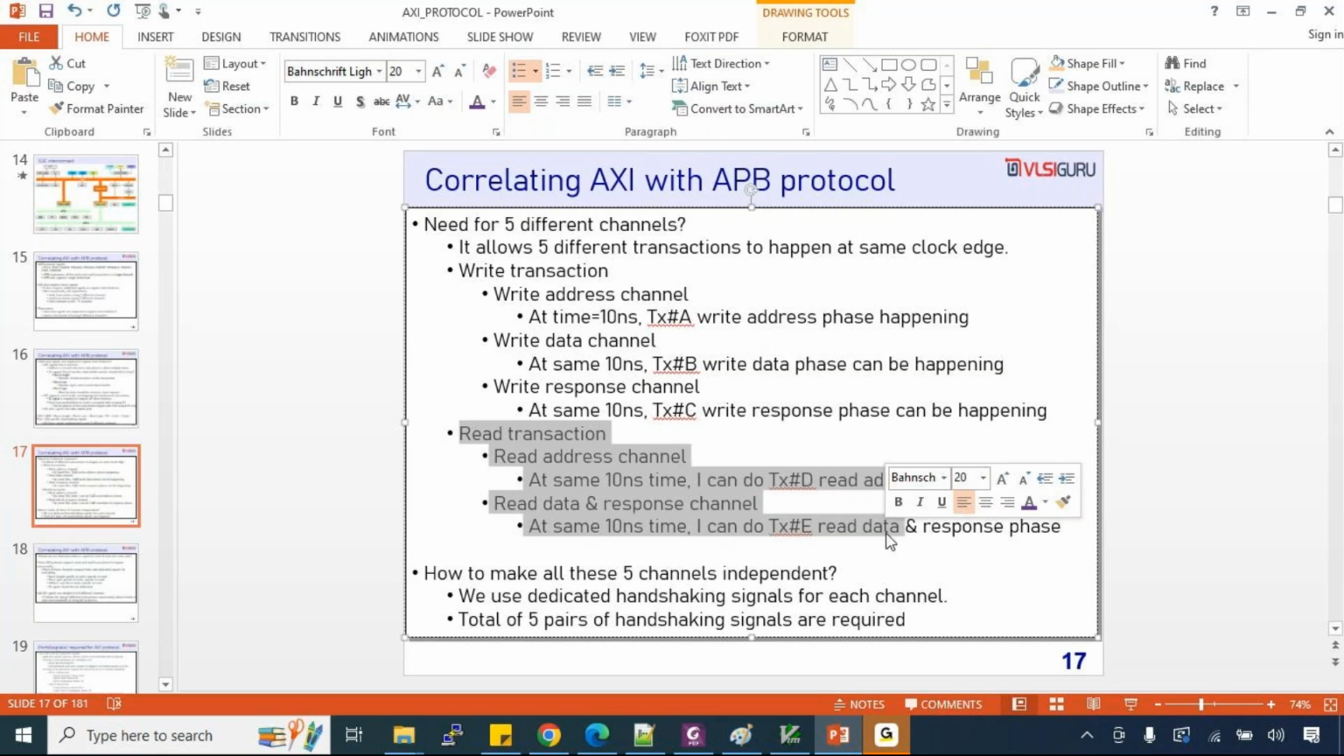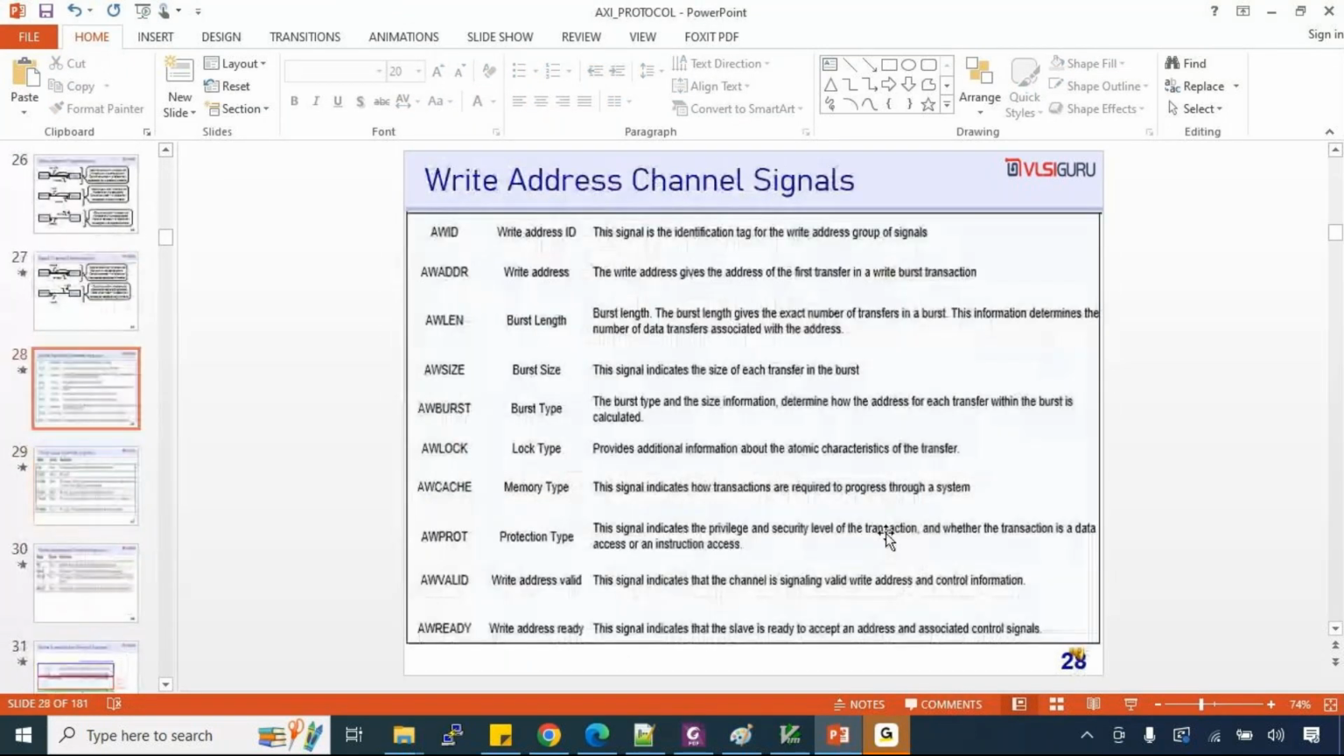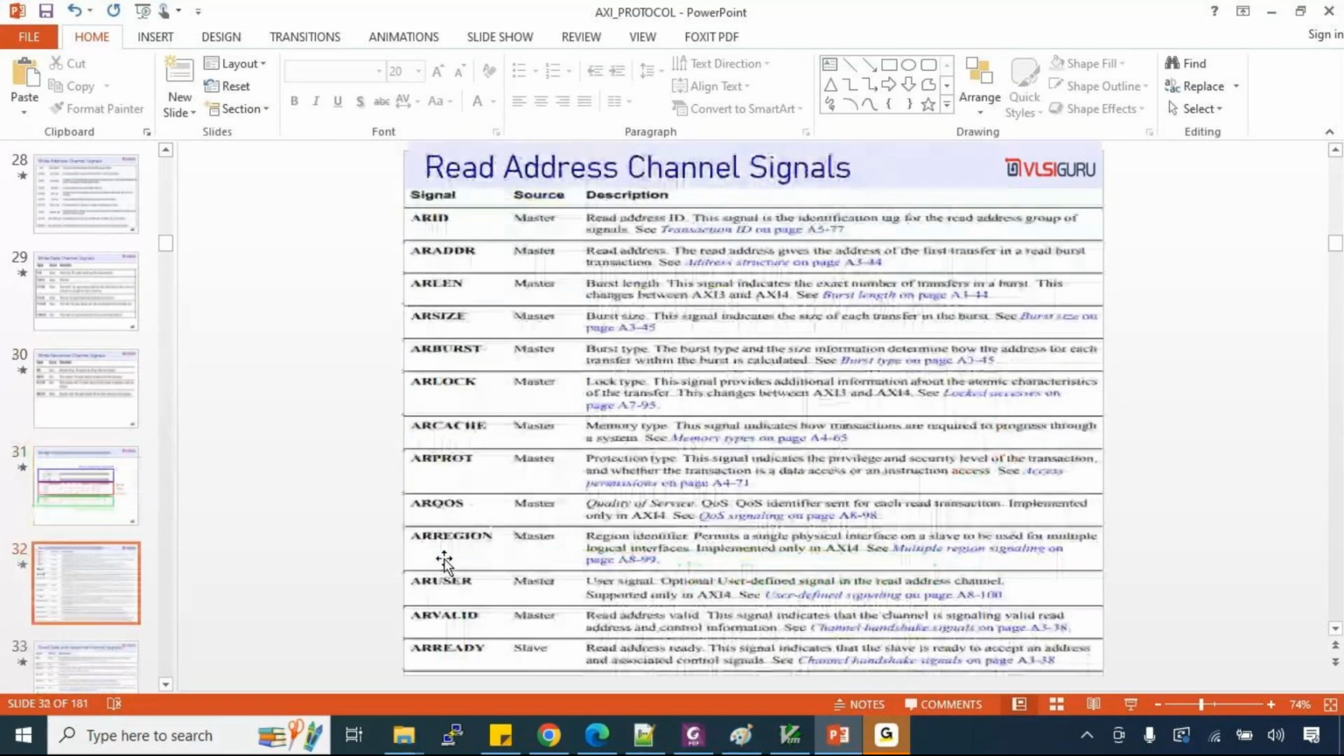Because of that, you could be doing write transactions and read transactions completely independently. In APB, is it possible? Not possible. You could only be doing write, or you could only be doing read, not both at the same point of time. Whereas in AXI, because 2 different channel signal sets are there, you see these sets. AWID, AW address, everything starts with AW. Similarly, for read also, a separate set is there: ARID, AR address, AR length, AR size. So a completely different set of signals is there. Because of that, writes and reads can be done completely independently in case of AXI.